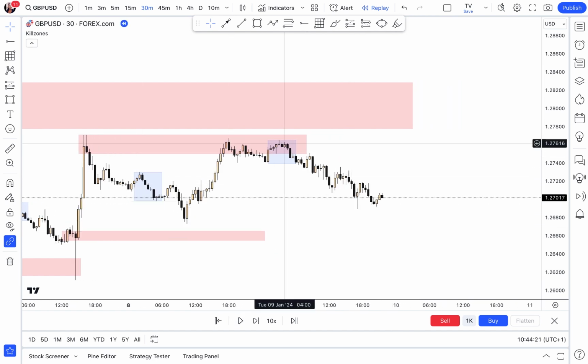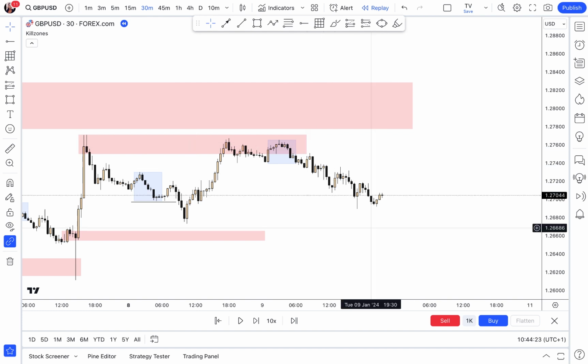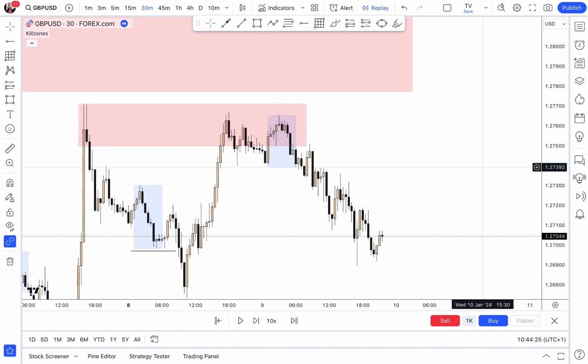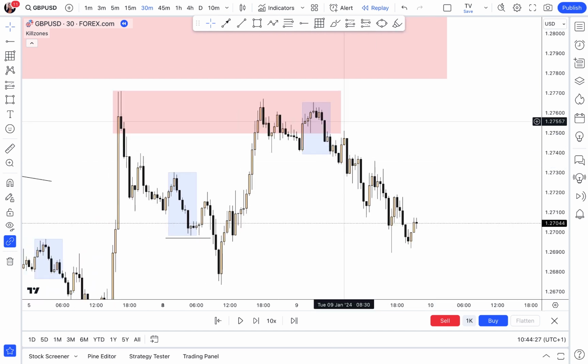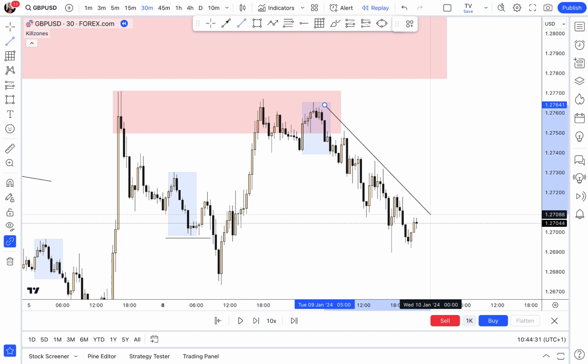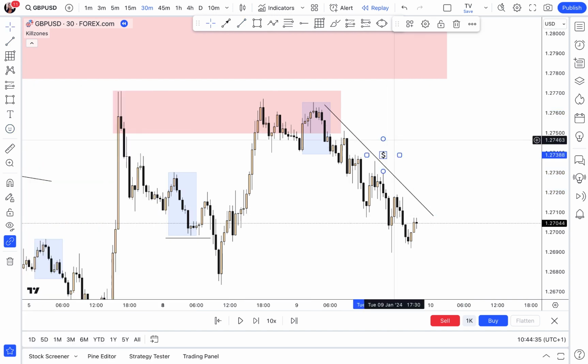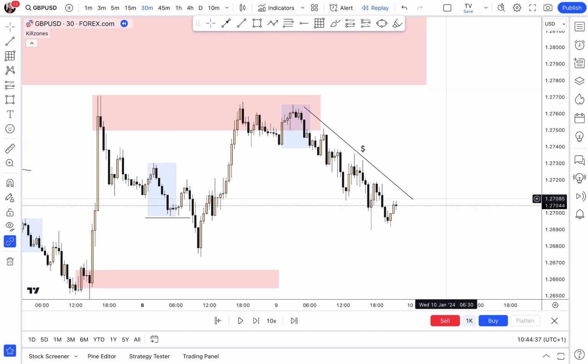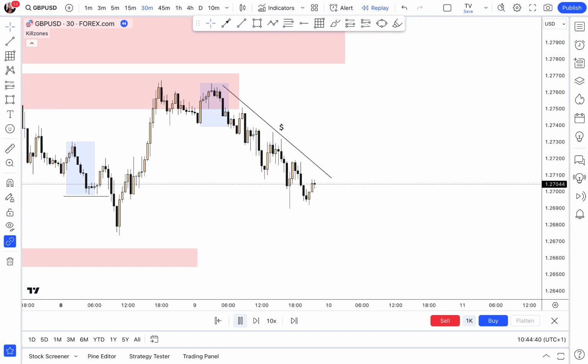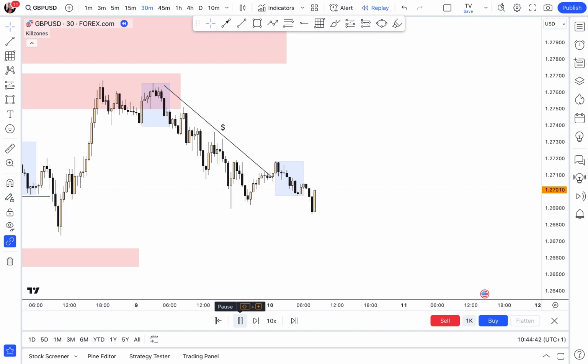This is another new day, a London session now in progress. So for me, at this level right here, you can see that market is creating this trend line liquidity. This is another liquidity, and market will definitely grab this liquidity. Okay, so let's see what happens.